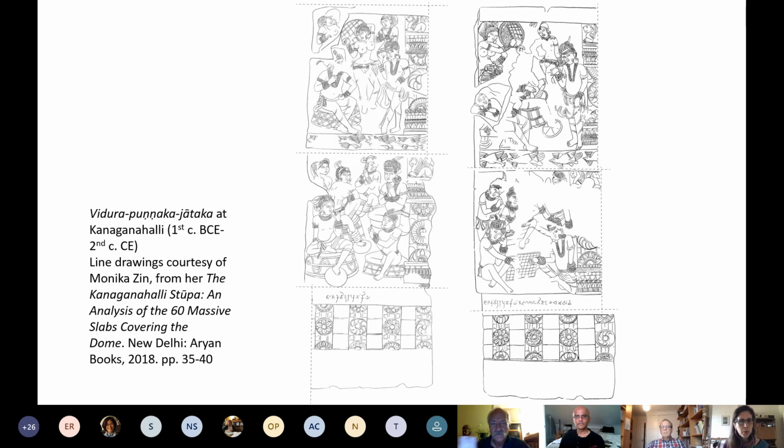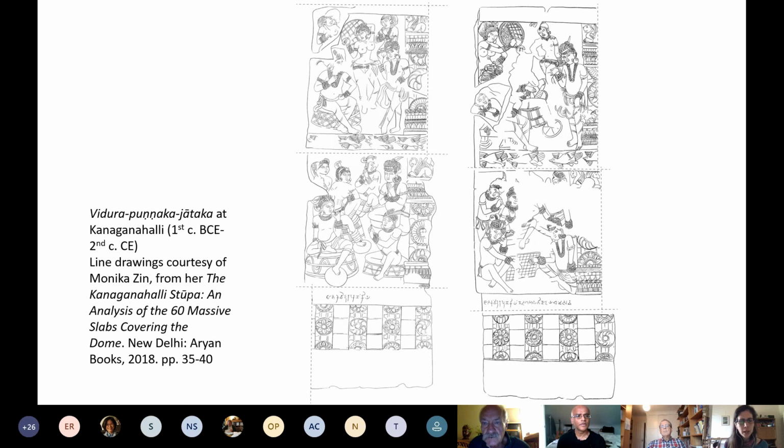part of the Andhra or Amaravati school, where we don't have an extant textual corpus that matches the visual corpus in any straightforward way. So we find the story of Vidura and Punaka again, and this is Monica Zin's line drawing, which she's very kindly allowed me to use. And the way she identifies the narrative is that on the top right, we have Punaka asking the Naga king and queen for their daughter's hand.